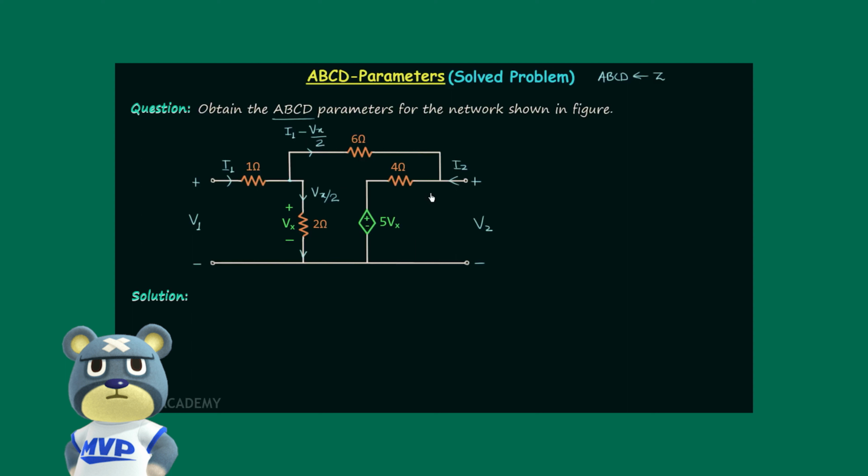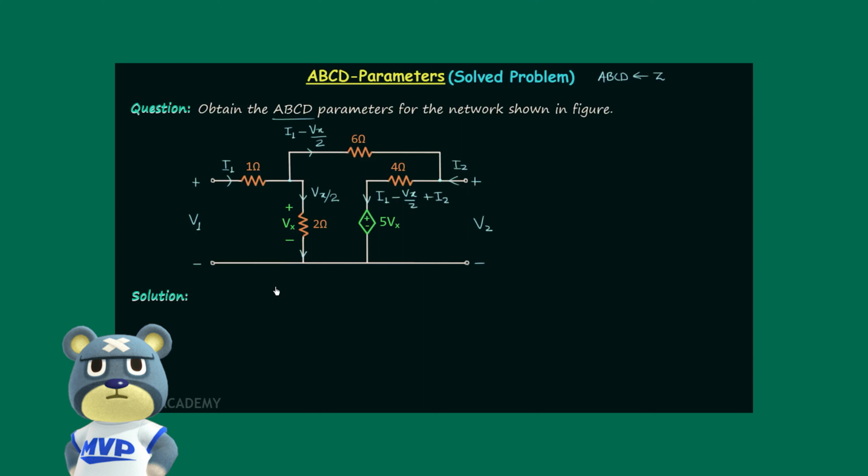Now let us find out current in this branch, and for this we will apply KCL at this node. I1 minus Vx by 2 is entering the node, and I2 is also entering the node. Therefore, this leaving current will be equal to I1 minus Vx by 2 plus current I2. So in this way we have obtained currents in all the branches we have in our two-port network.